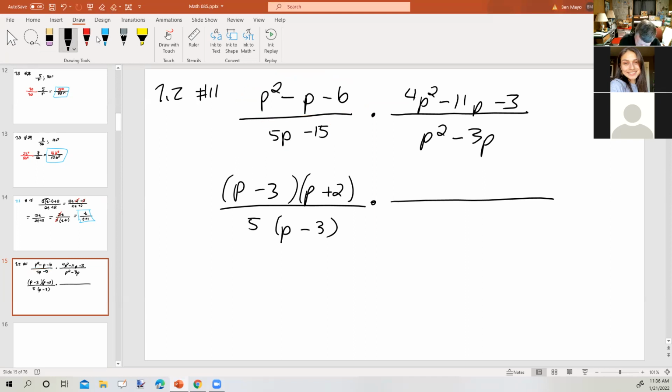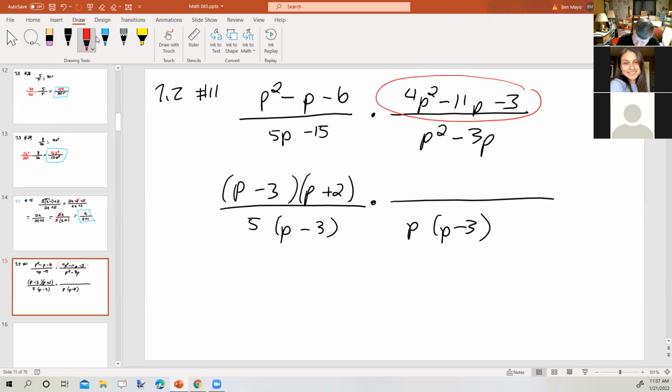I'm going to do this one next. I'm going to save the hardest one for last. Here we can factor out a p and have a p minus 3. Okay, let's see if that's right. P minus 3.